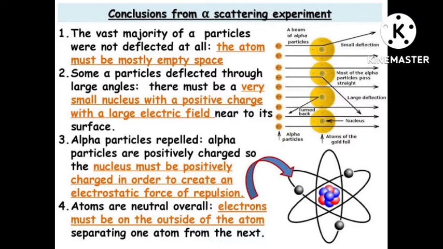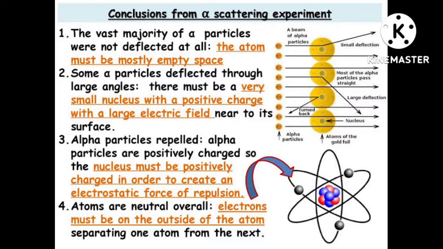Three kinds. Number one is, most of the alpha particles are undeflected. Second one is, some of the alpha particles were deflected with small angles. Very few alpha particles are deflected with a 180-degree angle. From these three observations, Rutherford was led to explain his atomic model.